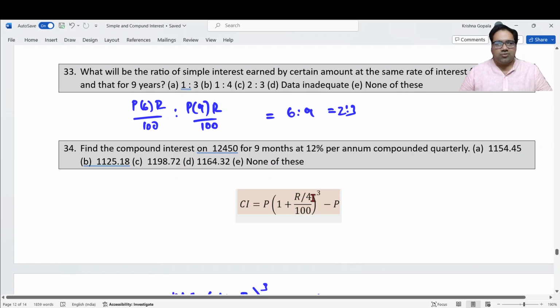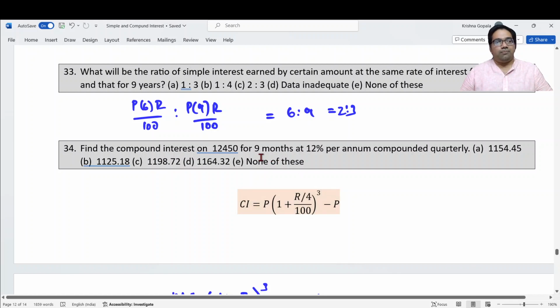Now, how many such quarters do we need? We need 3 quarters because we need it for 9 months only. If it is for the full year, we would have put power 4. If it is for 1 year 3 months, that is 15 months, we would have put 5. If it is 1 year 6 months, we would have put 6. But for each quarter, it is R by 4.